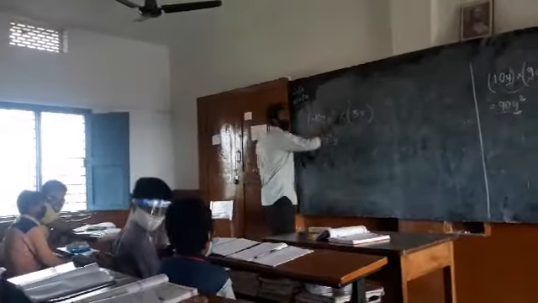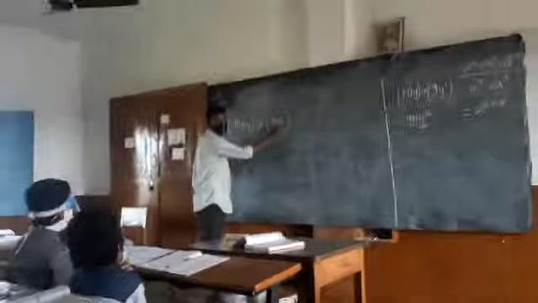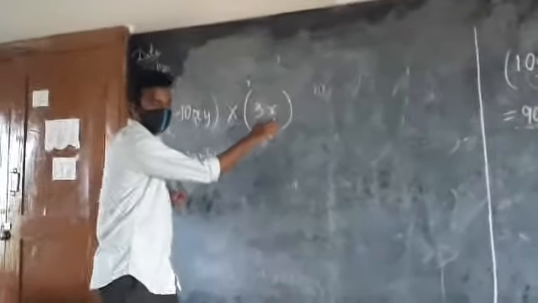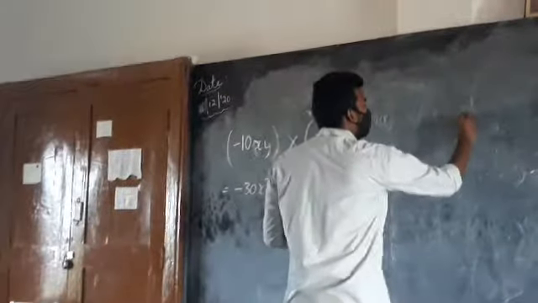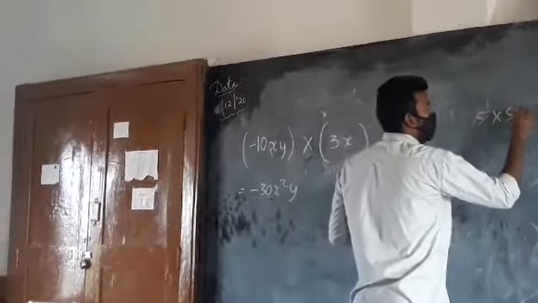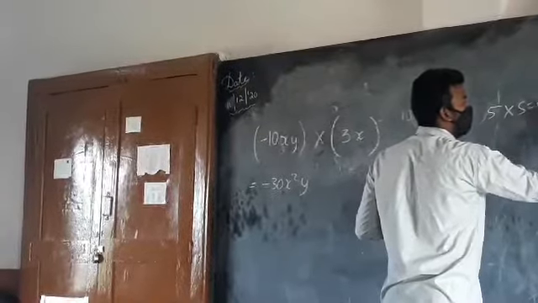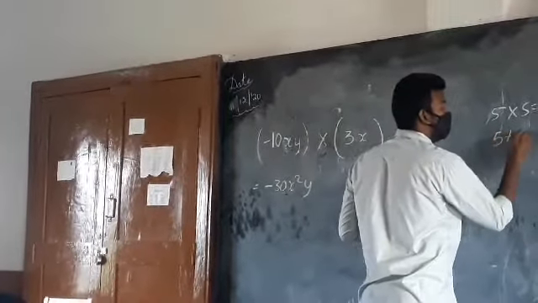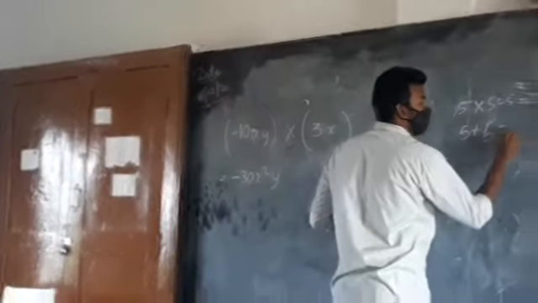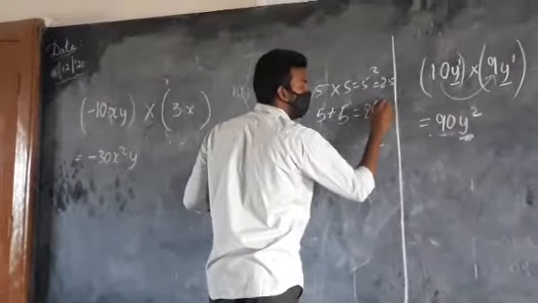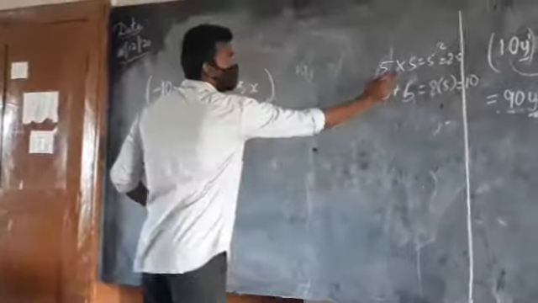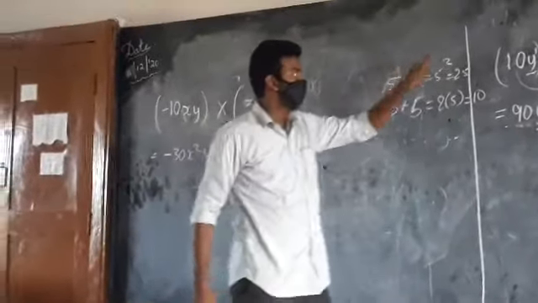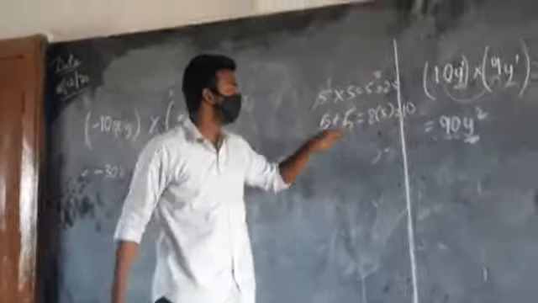So x into x, how much? X square. Very good. Just like 5 into 5, 5 square equals 25. 5 plus 5 is different, that is 2 into 5. Done. This is different, and this is different. X into x is x square. X plus x is 2x. Clear?